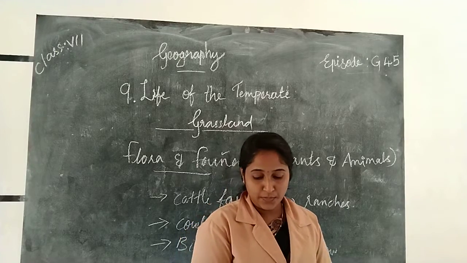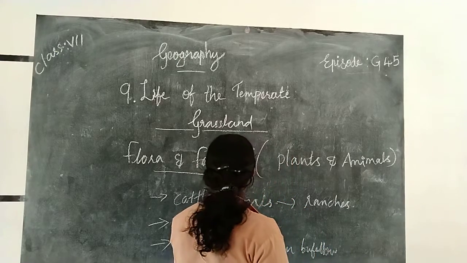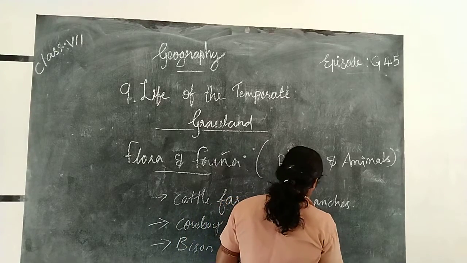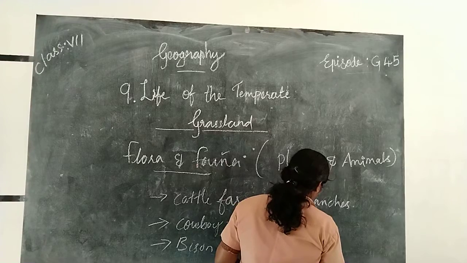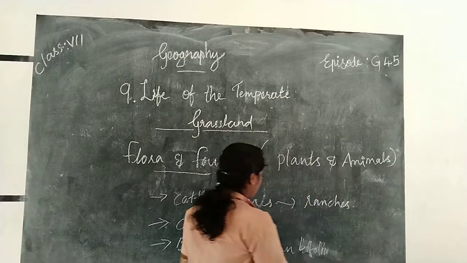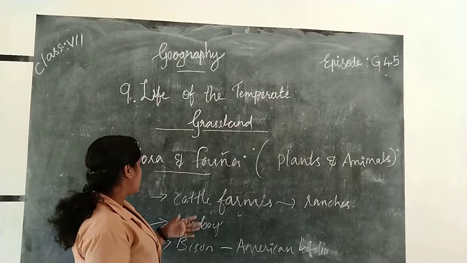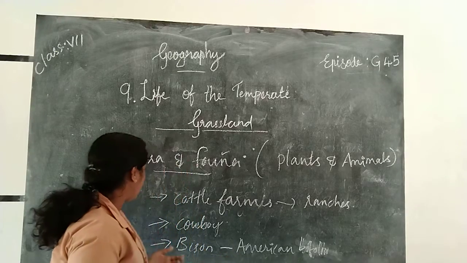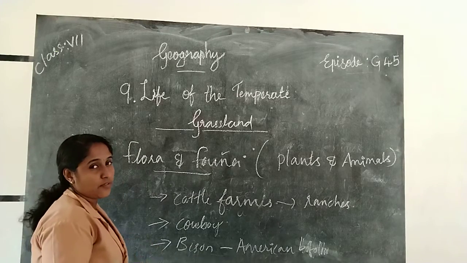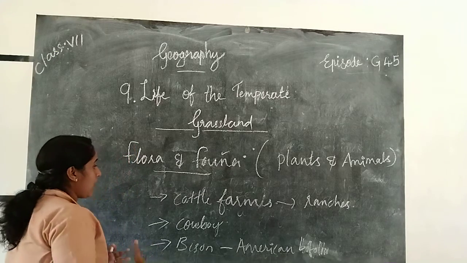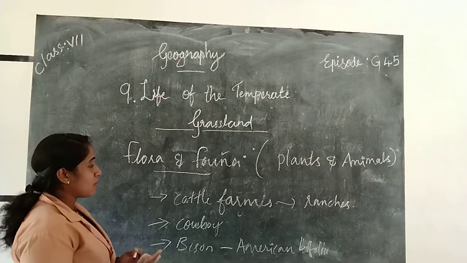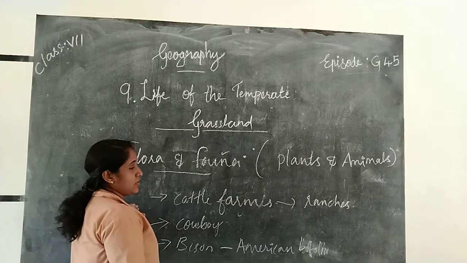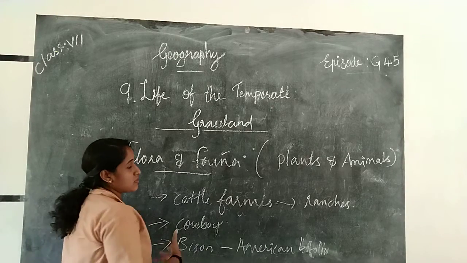Bison, also called the American buffalo. Which are the most important animals in this region, the prairies? Cattle are one of the most important. It is a grassland, so it is more suitable for cattle. Because of that, people use cattle farms, which are known as ranches.